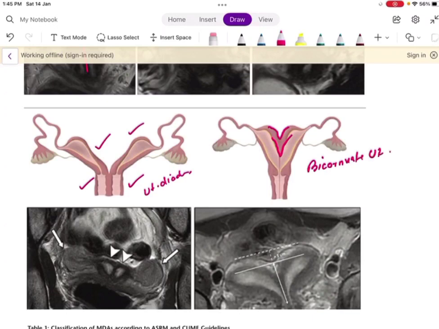So what we learned is that the basis is only two things: the external indentation, which is found in the bicornuate uterus, and the internal indentation, which is found in the septate uterus. Didelphys is totally a separate entity where there are two separate unicornuate uterine cavities with two cervices.